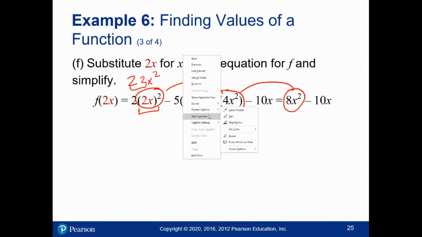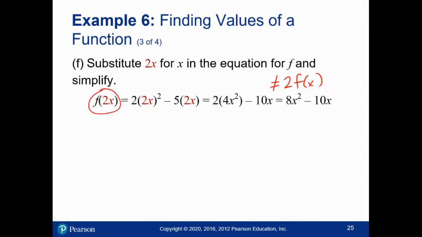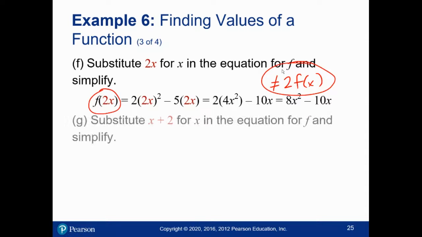Okay, so I'm just going to clear off the ink marks. So notice this is not the same thing as we got on the previous slide when we did 2 f of x. F of 2x and 2f of x could be very different from one another.